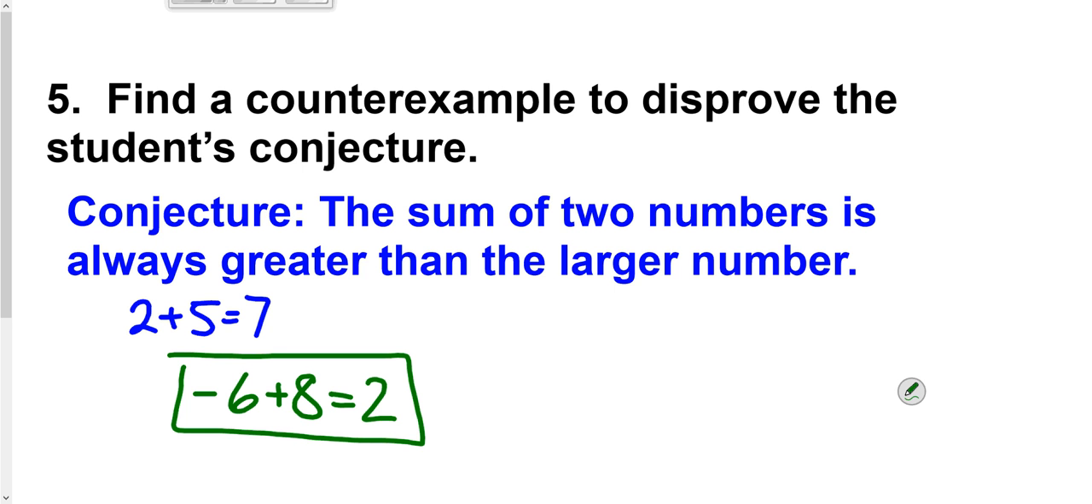So just because we can make some observation that, hey, 7 is greater than 5, I think the sum of any two numbers is always greater than the larger number. It's not always going to be that case. Sometimes you can disprove it. Sometimes you can prove it right. Or sometimes you keep plugging in things that look correct and just haven't come across a counterexample yet. So there was a counterexample for that one.